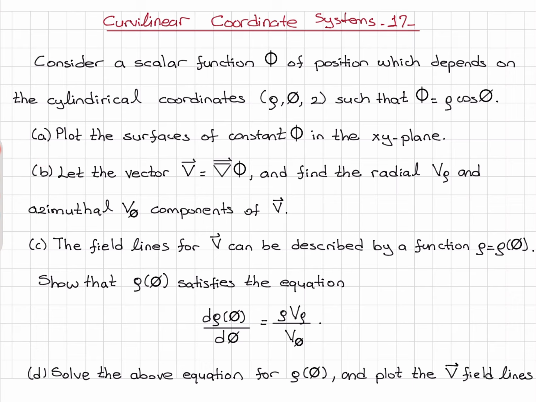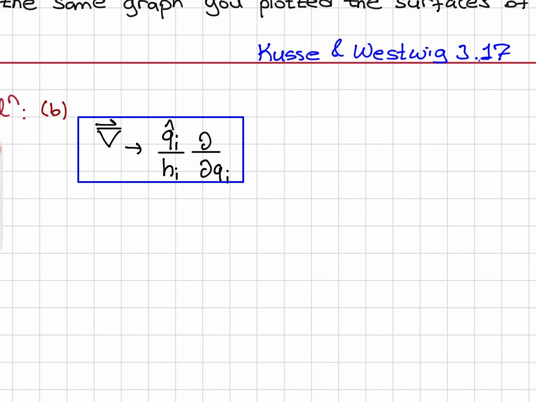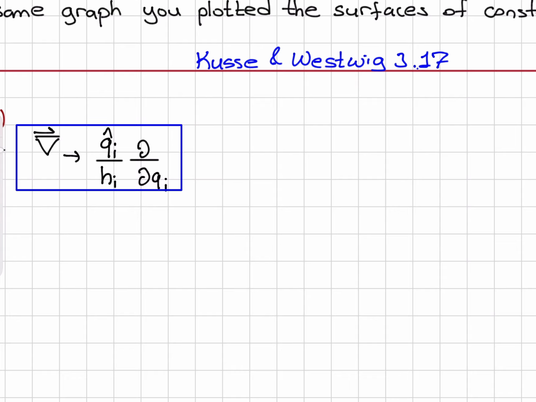Let the vector v be the gradient of phi, and find the radial v rho and azimuthal v phi components of v. So that's what we're going to work on. We can recall that the gradient operator in curvilinear coordinates is given as q_i hat over h_i, the scale factors, times the partial derivative with respect to q_i. And now our scalar function phi in this case is equal to rho cosine phi.